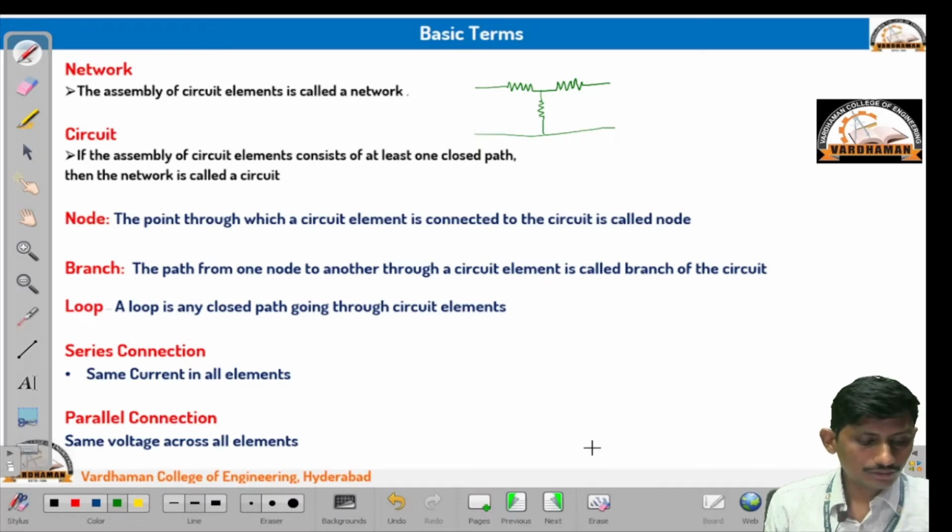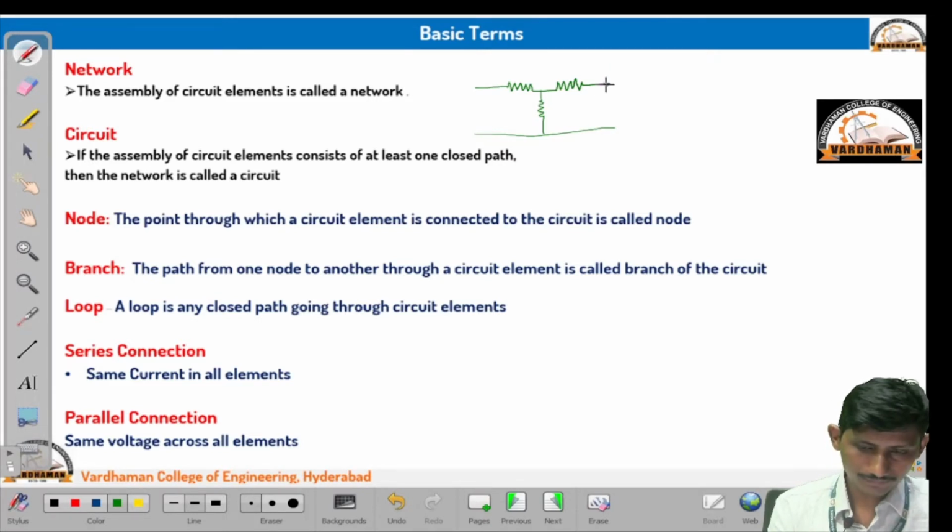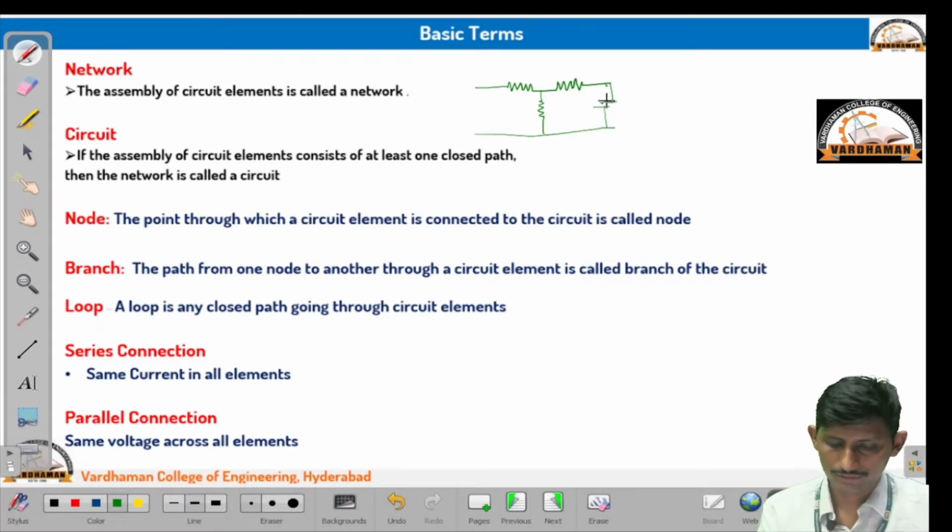If the assembly of circuit elements consists of at least one closed path, then that network can be called a circuit. For example, if this is the network, I am adding one line here and I am connecting one source here. We will discuss source in detail later.